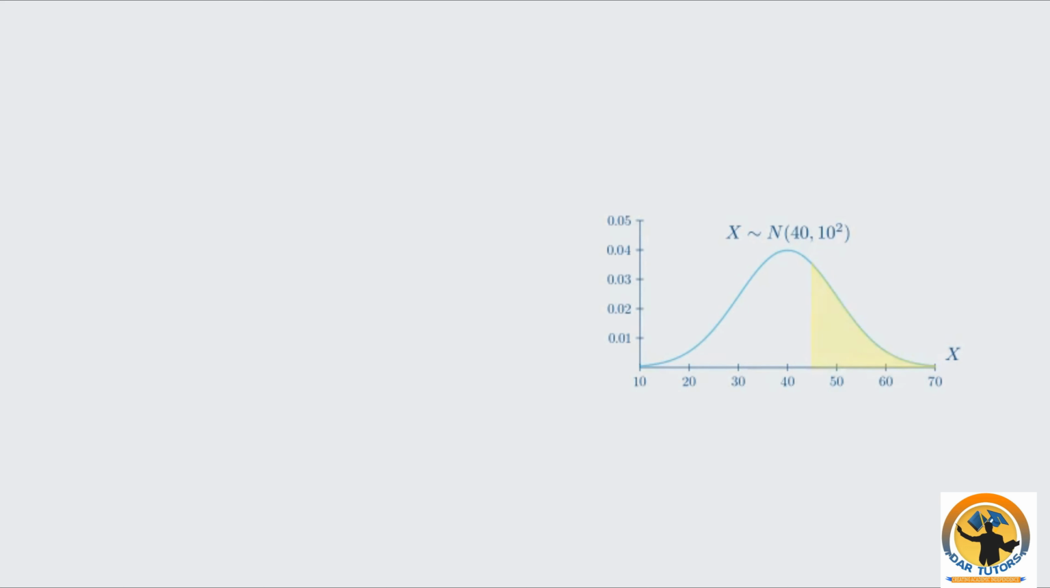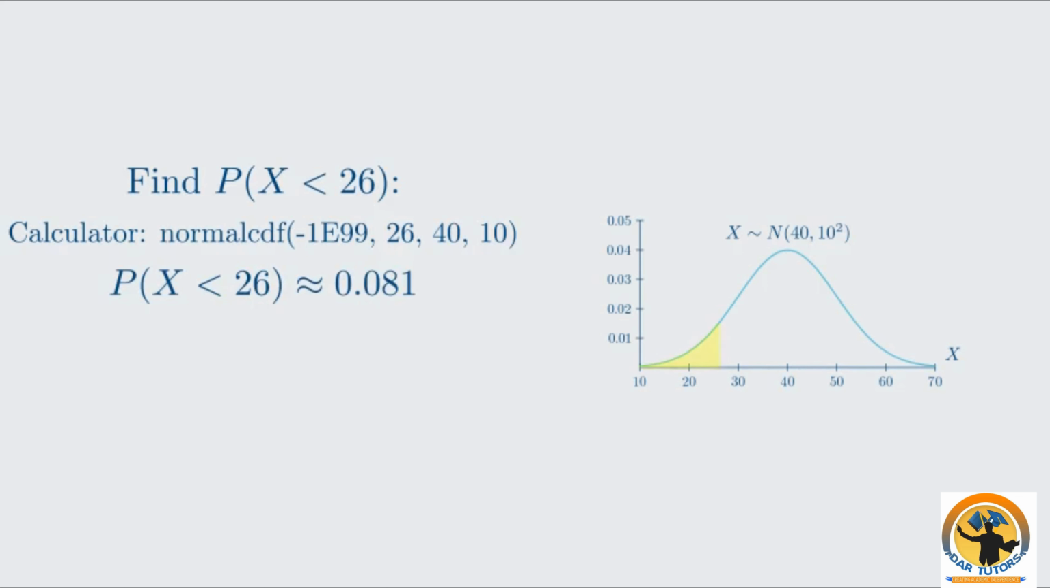Similarly, for the probability that x is less than 26, we set the lower bound to a very small negative number, like negative 10 to the power of 99, to represent negative infinity, and the upper bound to 26. The result is approximately 0.1081. This method allows us to calculate any probability for any normal distribution.